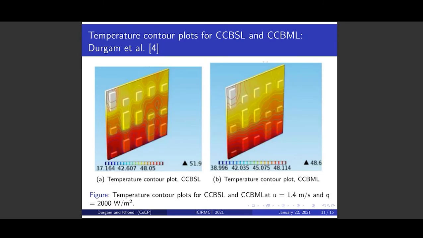The temperature contour plots for single and multi-layer copper clad boards are shown in figure A and B respectively in this slide. The maximum temperature in case of single layer copper clad board is 51.9 degrees Celsius, and that for multi-layer copper clad board is 48.6 degrees Celsius. It is an indication that higher thermal conductivity substrate gives the minimum temperature. The temperature contour plots show the same trend in terms of temperature at bottom, middle and top row.